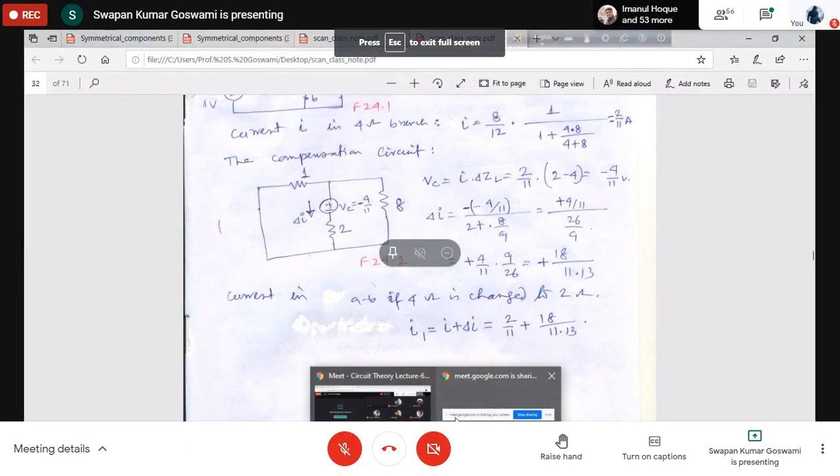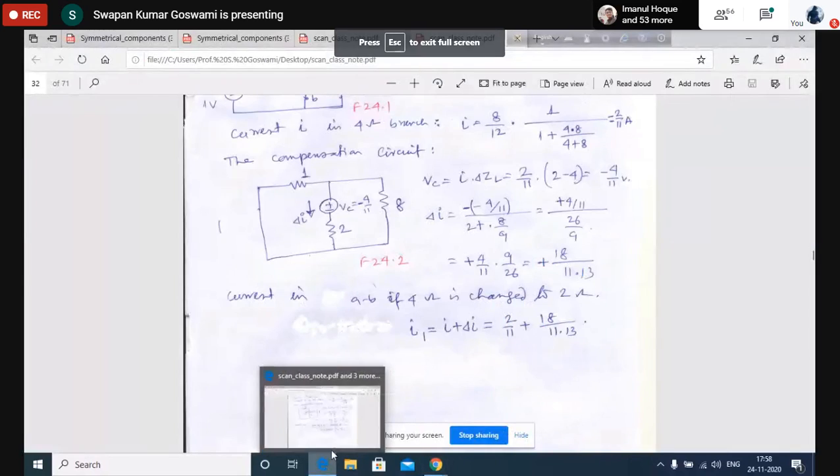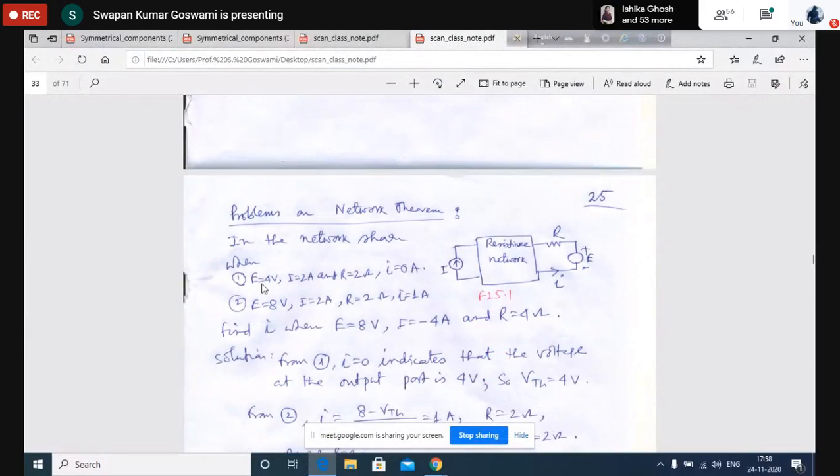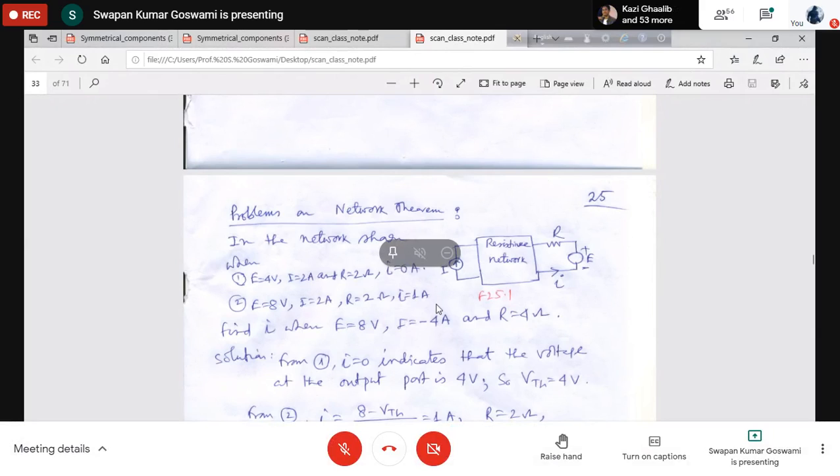Okay, if not, then what will happen later? If no other question, then I have more problems here to be discussed, but before that it is better if you have a better understanding of the theorems, better understanding of superposition, then Thevenin, Norton, all these things. Okay.